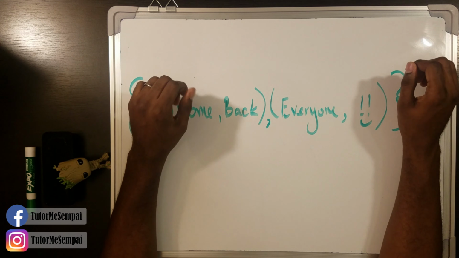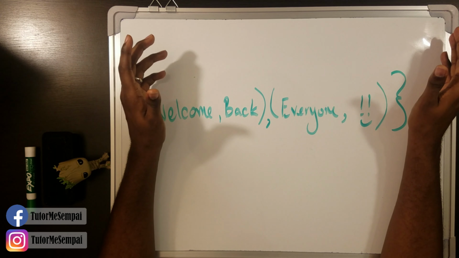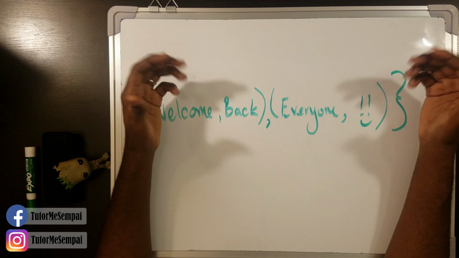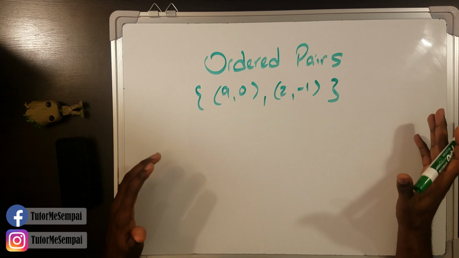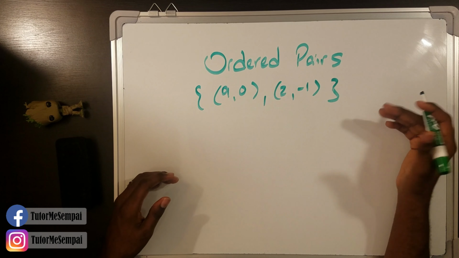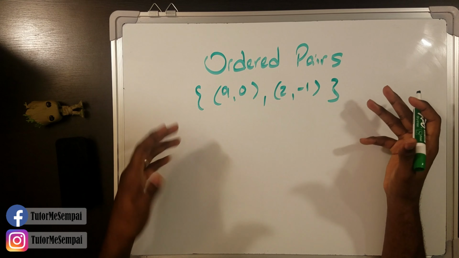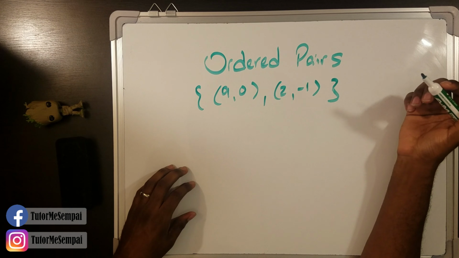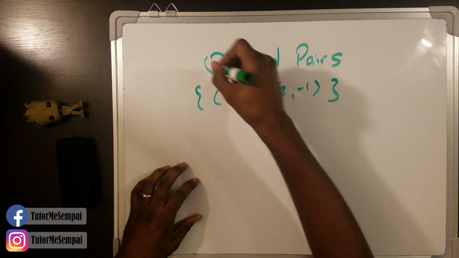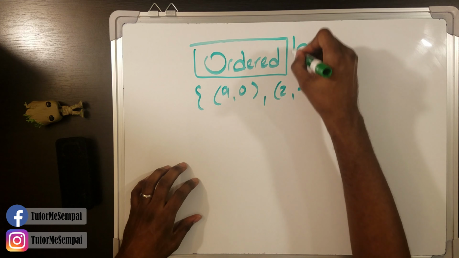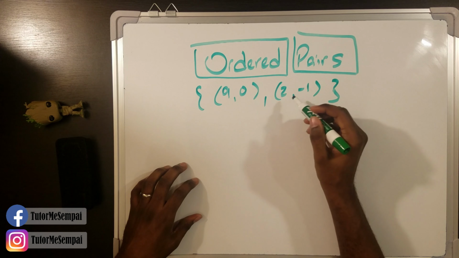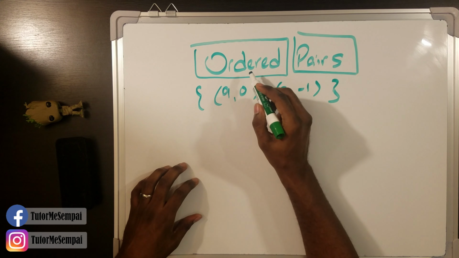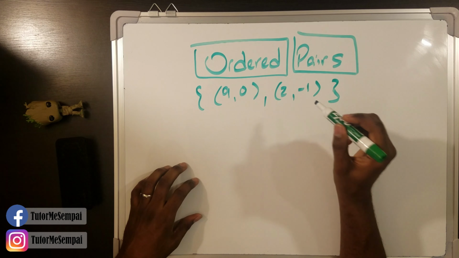Now, before we jump into our question of the day, let's jump into a few definitions that will make it a little bit easier later on. So today we're going to be looking at finding domain and range of ordered pairs. So here's a quick example of what an ordered pair will look like. Now, they're called ordered pairs for a reason. Let's break it down into its two parts, the ordered and the pairs. Pairs because there are two numbers, hence the pairs, and ordered because the order matters.